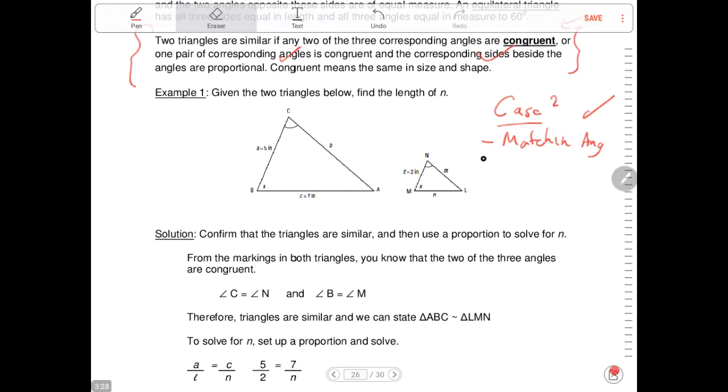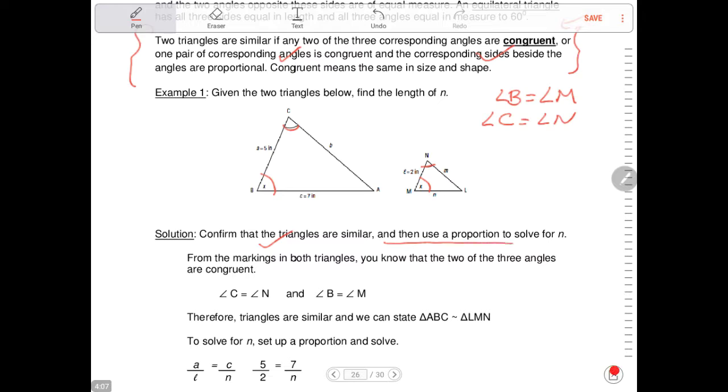Let's look at this. What do we know about these two shapes? I see a little x in that angle and a little x in that angle, therefore I know that angle B is equal to angle M. They also put this half angle shape here and here, so I know that angle C is equal to angle N. Everyone, I have now proven that these two triangles are similar because they have two matching angles. That is a case 1 match. We've done this part of the question.